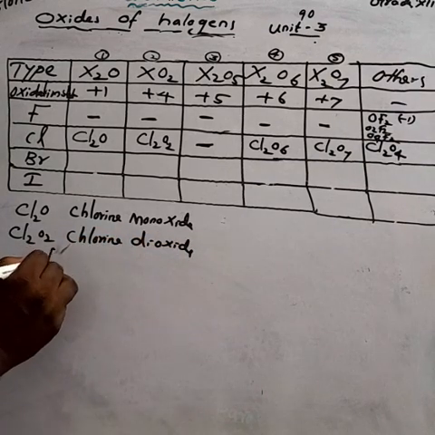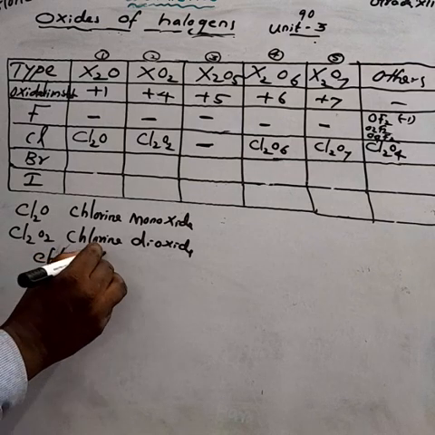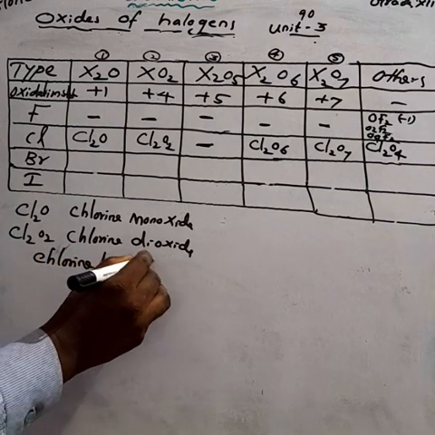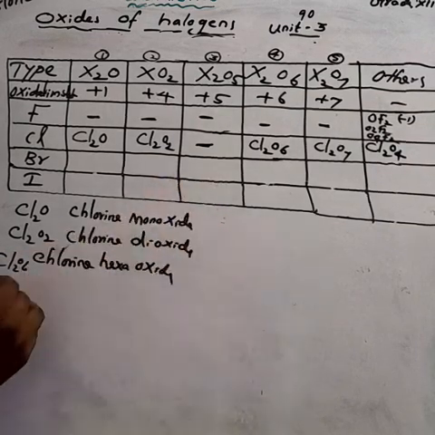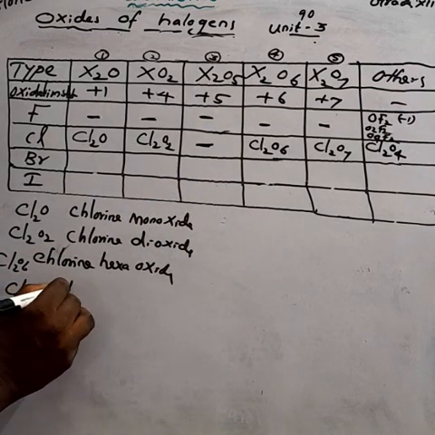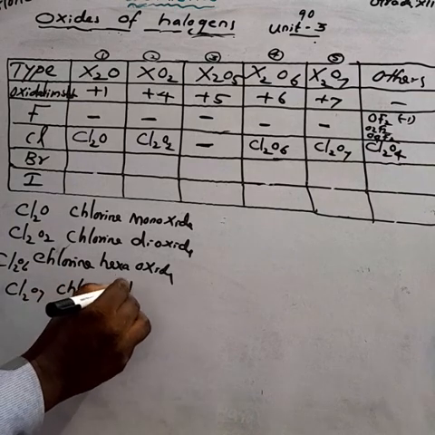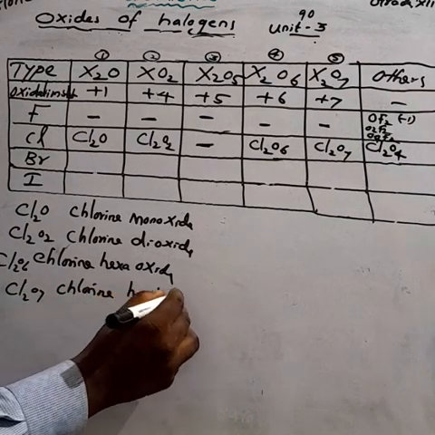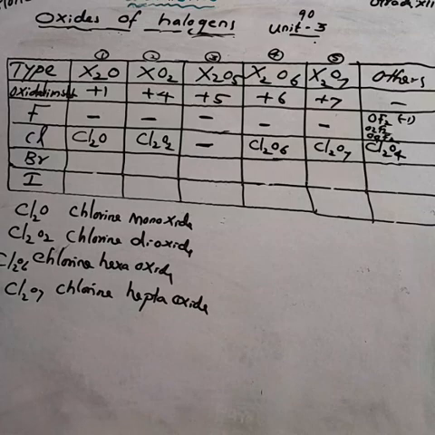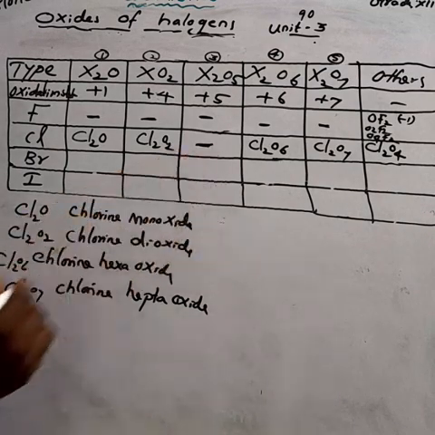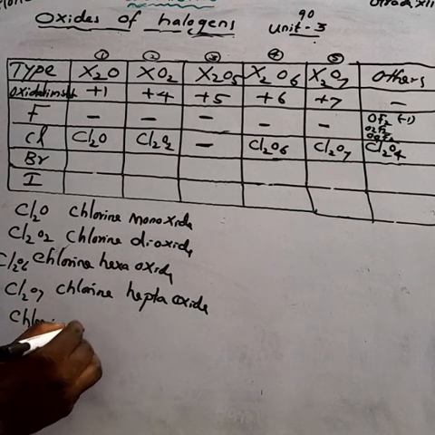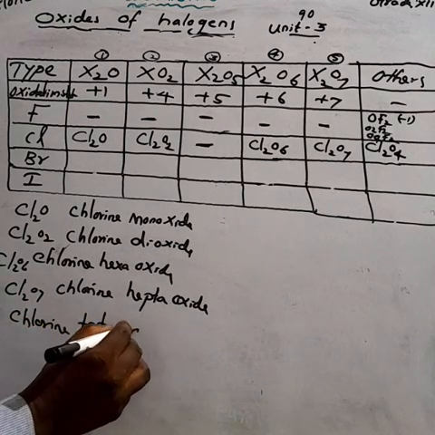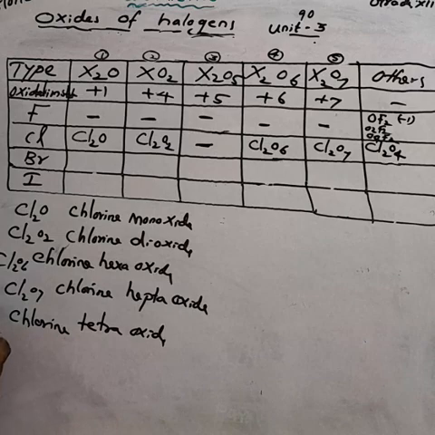What is Cl2O6? Chlorine hexaoxide. Chlorine hexaoxide. What about Cl2O7? Chlorine heptaoxide. Chlorine heptaoxide. Next, Cl2O4. Chlorine tetraoxide. Chlorine tetraoxide. Don't forget that, dear children. Please learn these formulas. Okay.